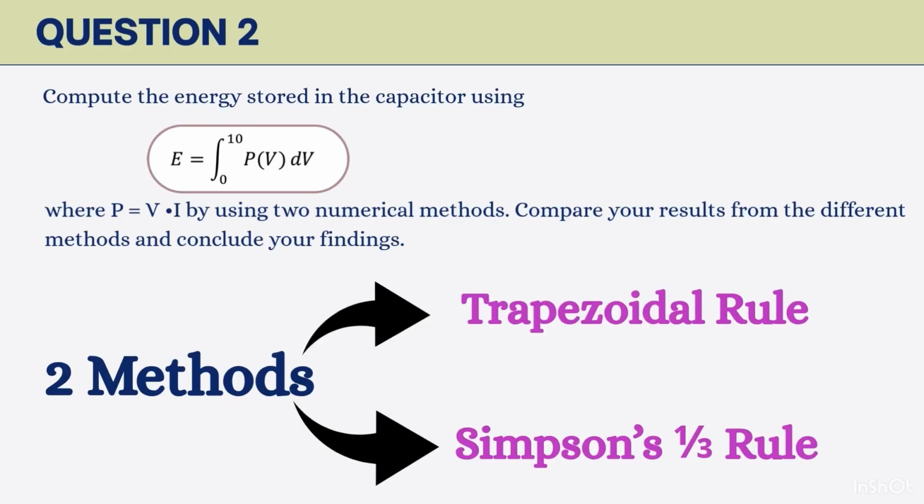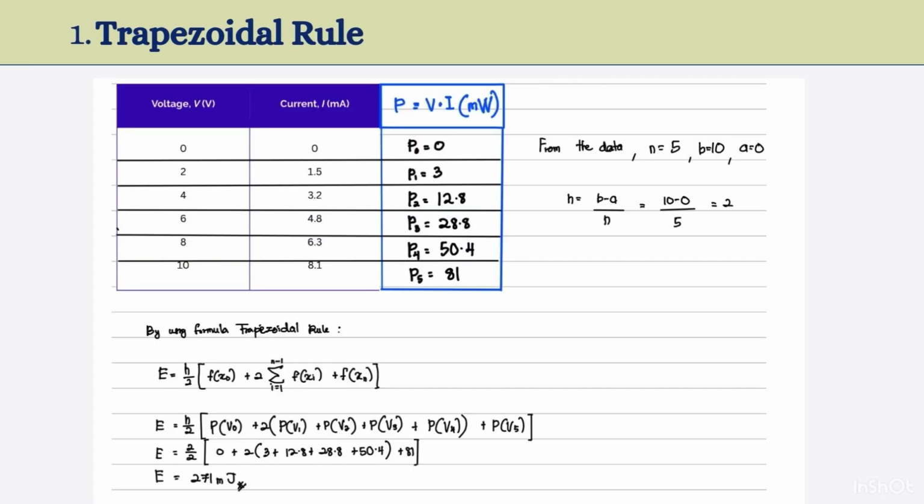Now we continue with question 2, which is to compute the energy stored in the capacitor using E equals the integral from 0 to 10 of PV dV, where P equals VI, by using two numerical methods. And here I use two methods, which are the trapezoidal rule and Simpson's rule. Let's continue with the trapezoidal rule first.